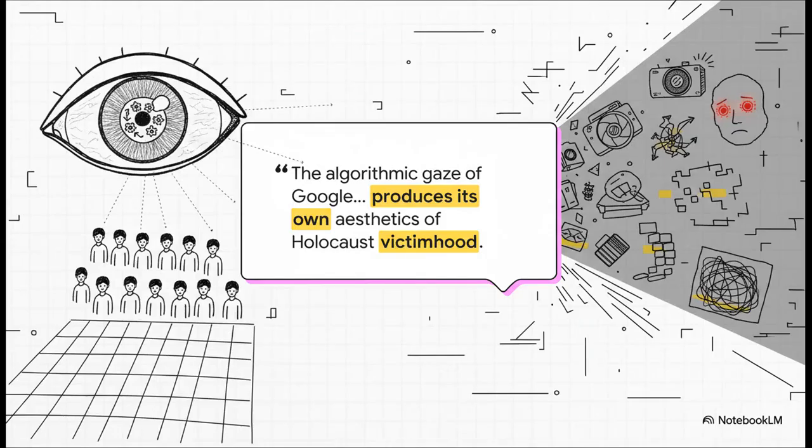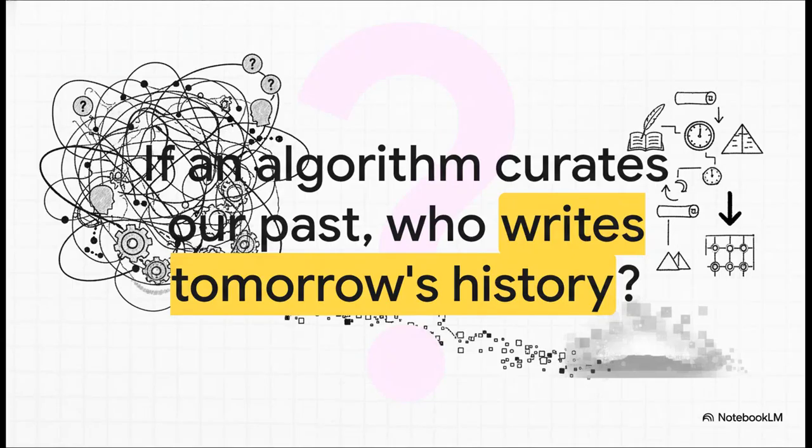The researchers who did the study, they put it perfectly. They said, the algorithmic gaze of Google produces its own aesthetics of Holocaust victimhood. In other words, Google isn't just getting our history wrong, it's actively creating a whole new version of it. And that leaves us with this enormous, unavoidable question. As these algorithms get more and more powerful, we really have to ask ourselves, if code is now curating our past, who or maybe what is writing the history of tomorrow?